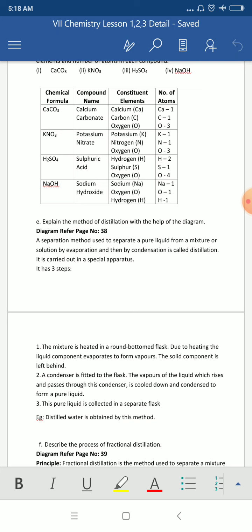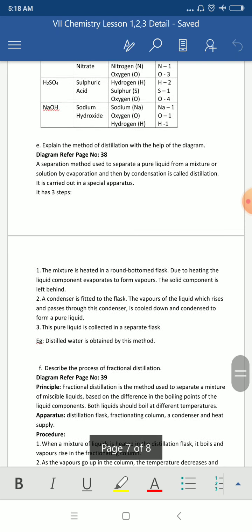Similarly, KNO3 is known as potassium nitrate. How many elements are there? Potassium, nitrogen, oxygen. So potassium 1, nitrogen 1, oxygen you have 3 atoms.